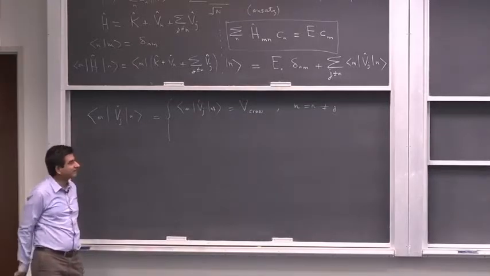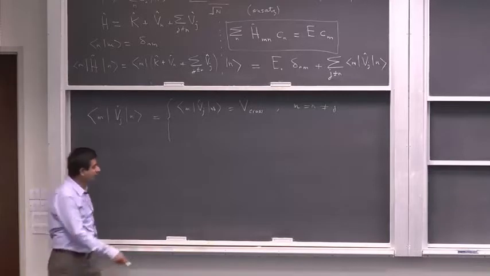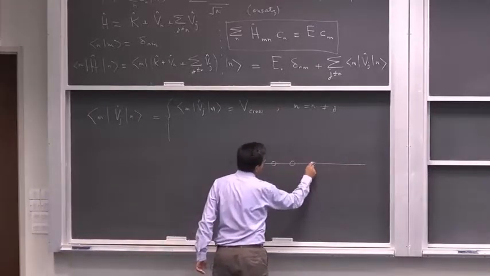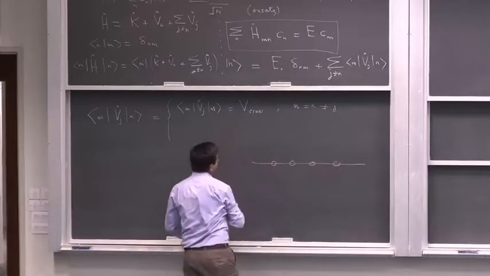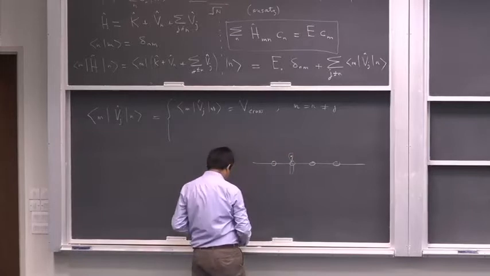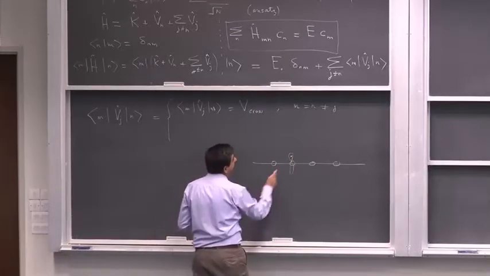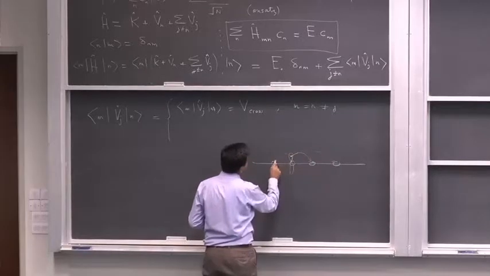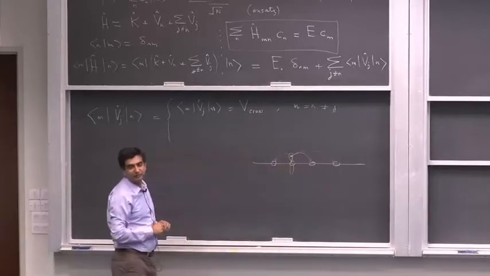Alright, so this is a cross term. So if I drew my chain over here, these are the atoms. This term represents an electron that is bound to this nucleus, interacting with some other nucleus. It could be this nucleus, it could be this nucleus, it could be this nucleus. So it's a cross term.